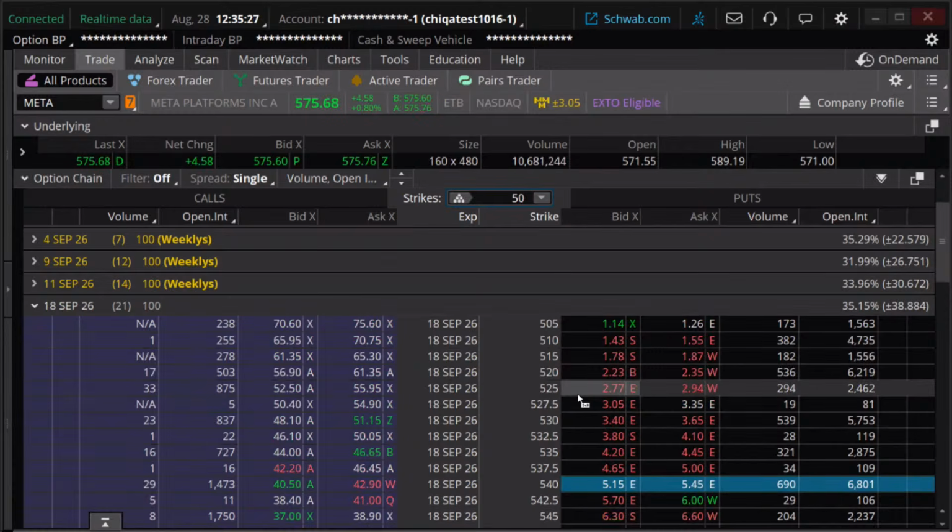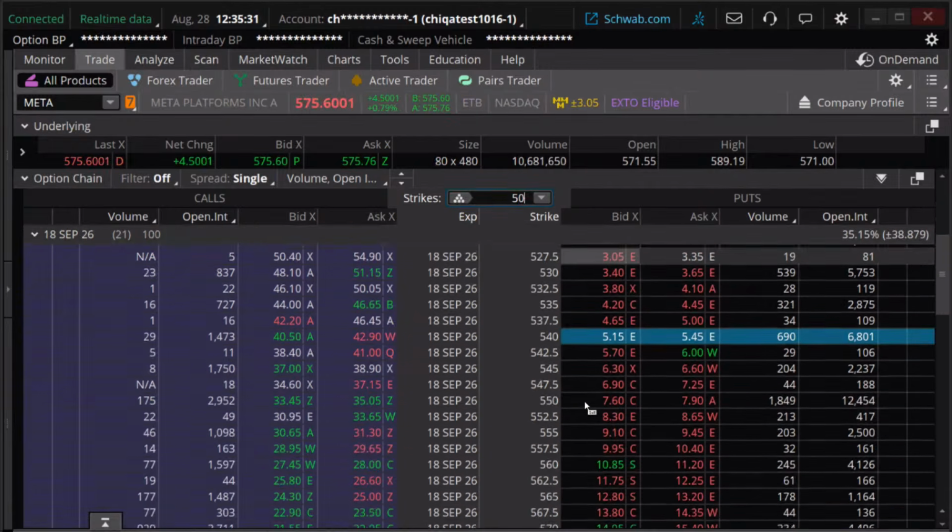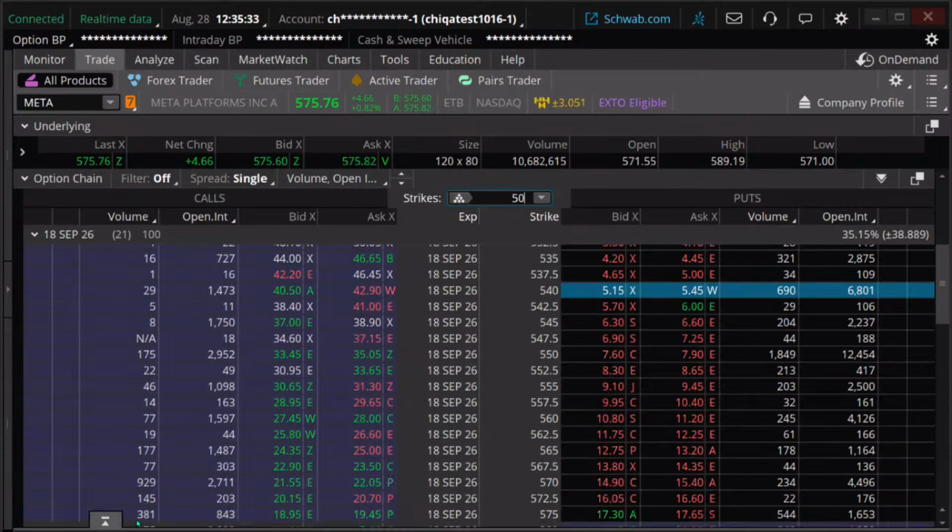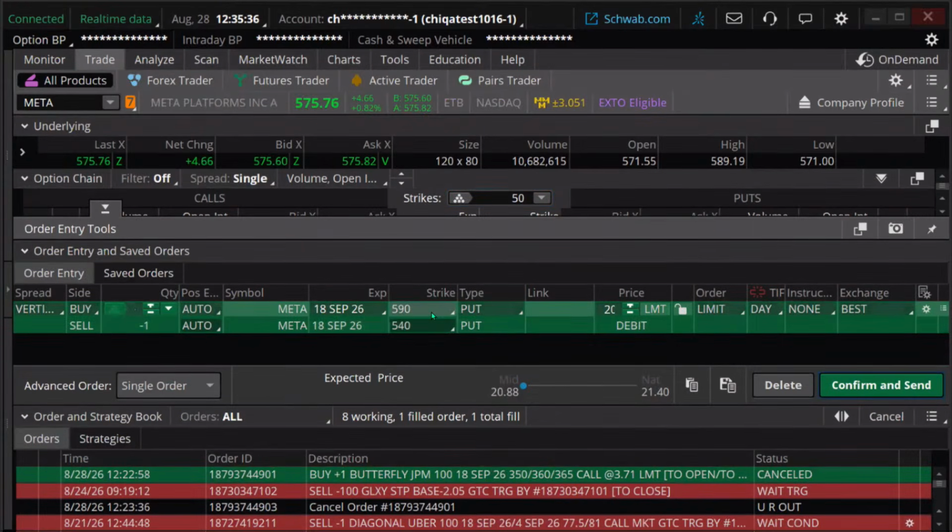Oh no, 540 was not the middle strike. 560 was the middle strike. So I did that wrong. Okay, let's go up here. 590 was a high strike. 540 was going to be long as well. So we're going to make that long as well.